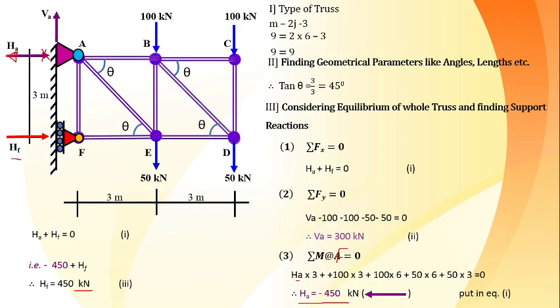Once you perform this third step also, we now have all the reactions due to the supports provided externally. So external support reactions we have already found out. Now the remaining job is what? To find out the internal member forces. There are 9 members, and we have to find out the magnitude of the force in each and every member.